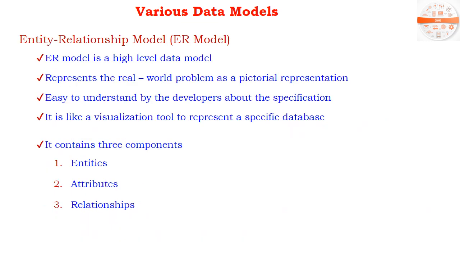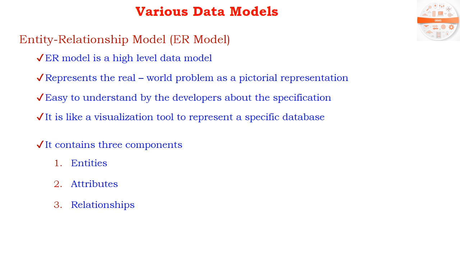The next model, the entity relationship model, which we simply call the ER model. The ER model is a high-level data model that represents a real-world problem as a pictorial representation. It is very easy for the developer to understand the specification. It is like a visualization tool to represent the specific database. It contains three components: entities, attributes, and relationships.